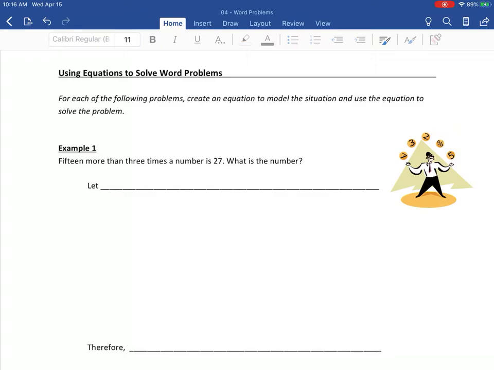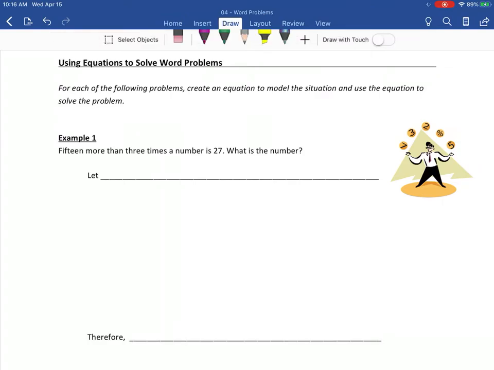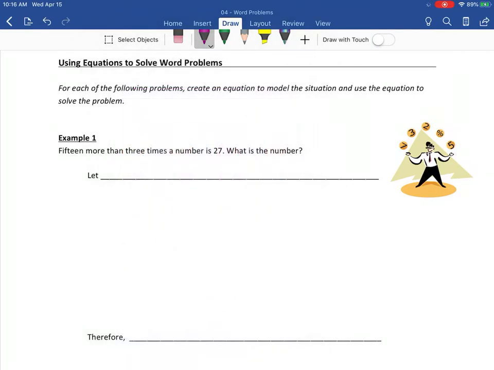For each of the following problems, create an equation to model the situation and use the equation to solve the problem. So we're setting up a plan where you'll be able to do tougher word problems later. Follow along, and it's important that you do each of these things each time. We want a let statement. The let statement makes a decision about what the unknown is in the question. When you first read a word problem, don't get too excited about understanding everything that's going on. Just read the problem trying to find out what the unknown is. What are we trying to find here?